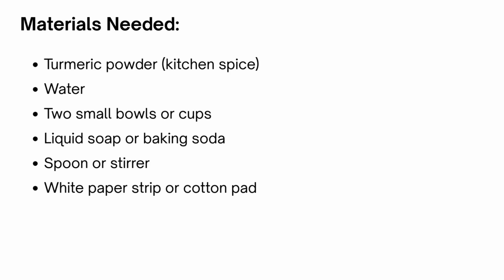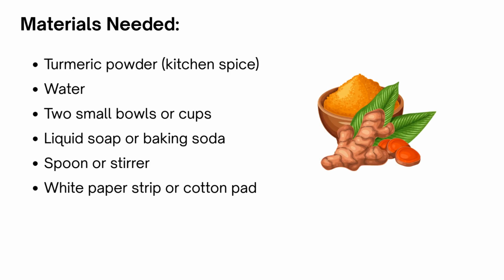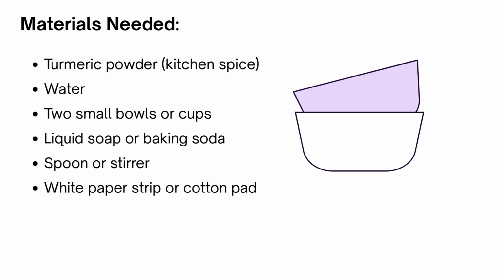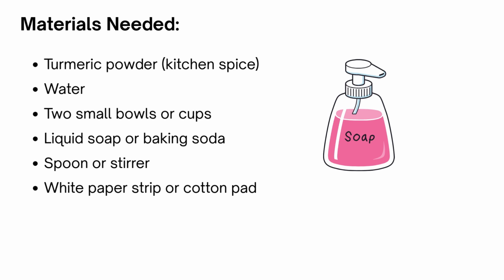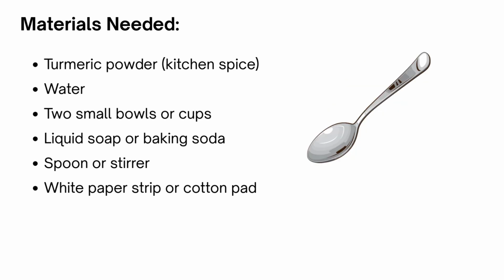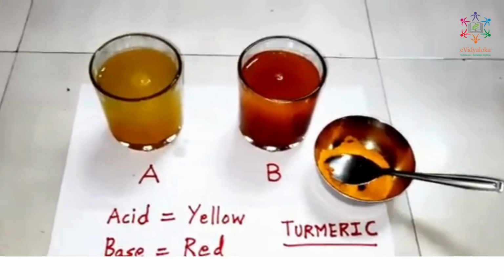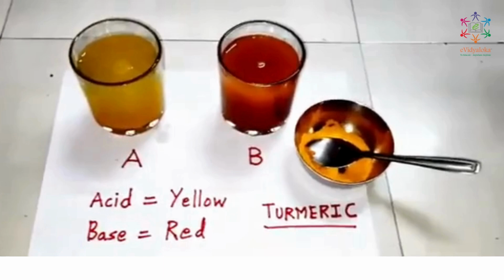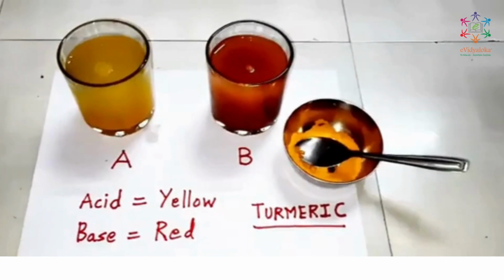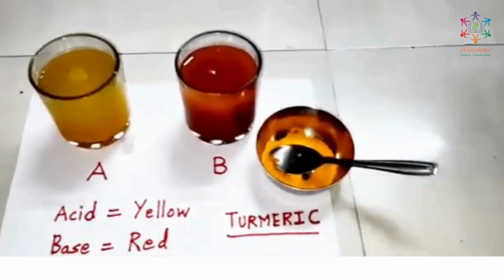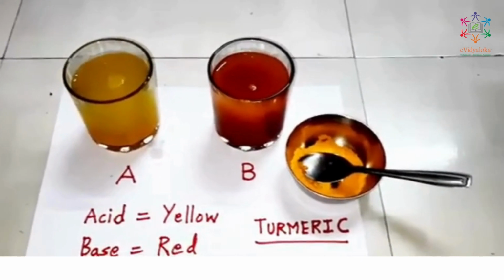Materials needed for this experiment. Turmeric powder, kitchen spice. Water. 2 small bowls or cups. Liquid soap or baking soda. Spoon or stirrer. White paper strip or cotton pad. By following the steps, you'll see how turmeric turns reddish in bases but stays yellow in acids. It's another natural way to test pH around you.